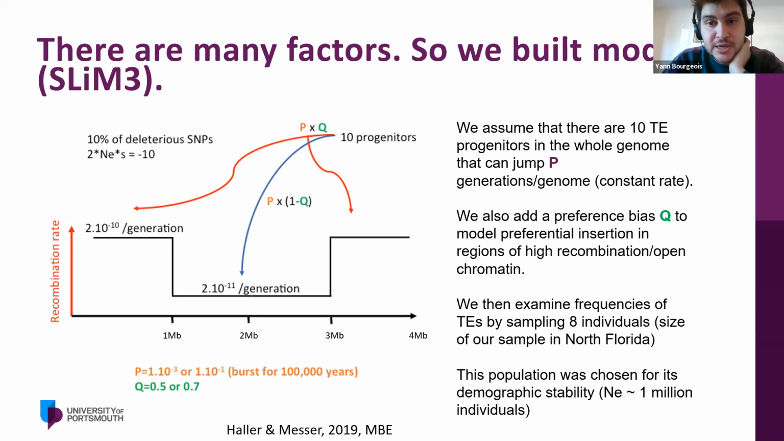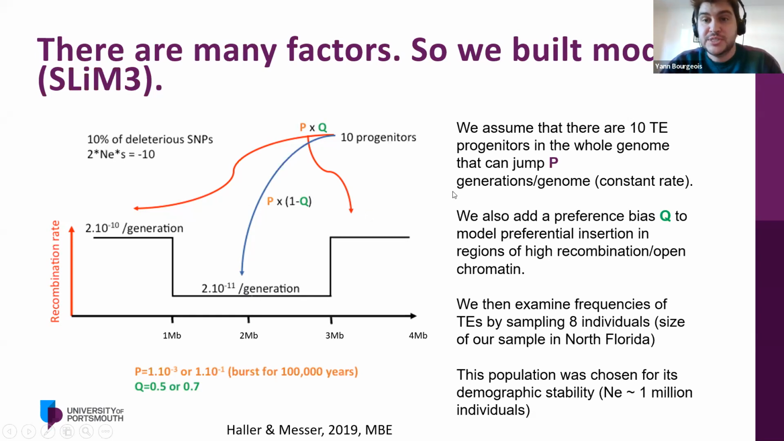And what we did was that we tried to generate simulations that were relatively similar to what we expected in terms of diversity in the green anole. So we focused on the population in Florida that's stable, that has been stable over time. We generated fragments of 4 megabases. And along this genome, we made the recombination rate vary.